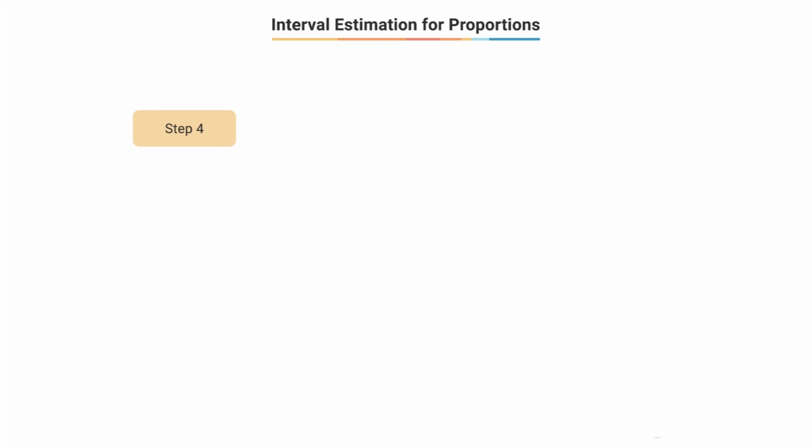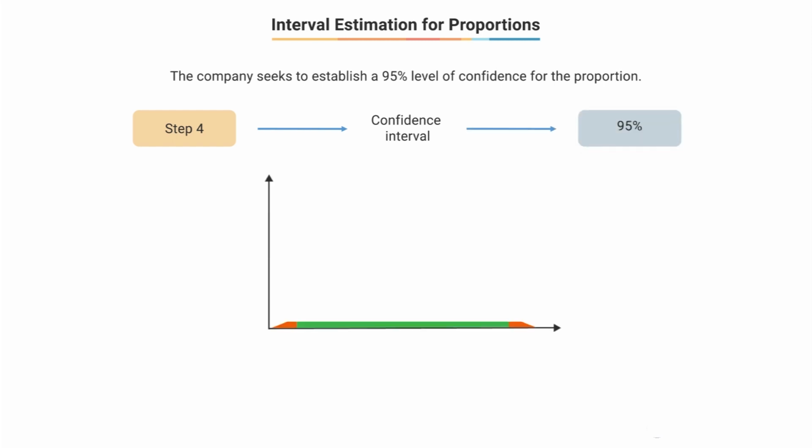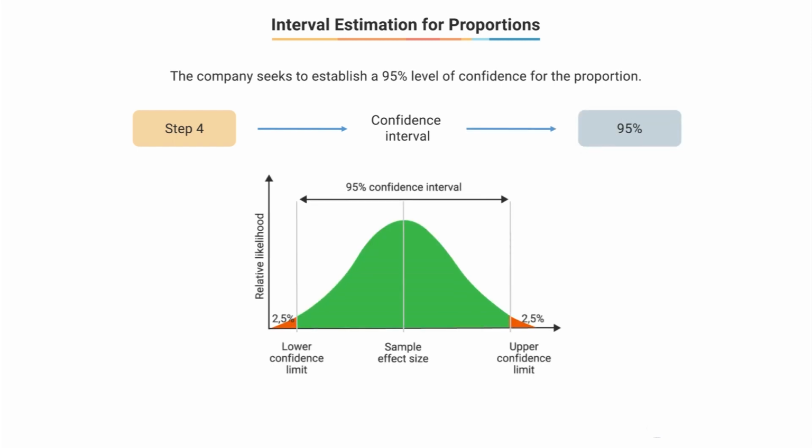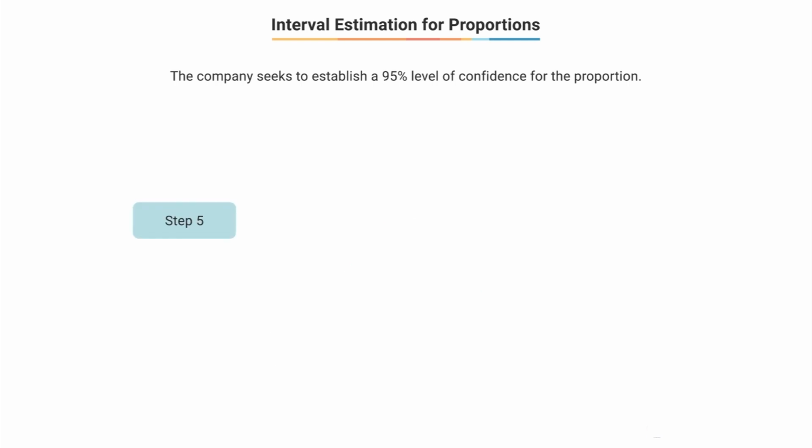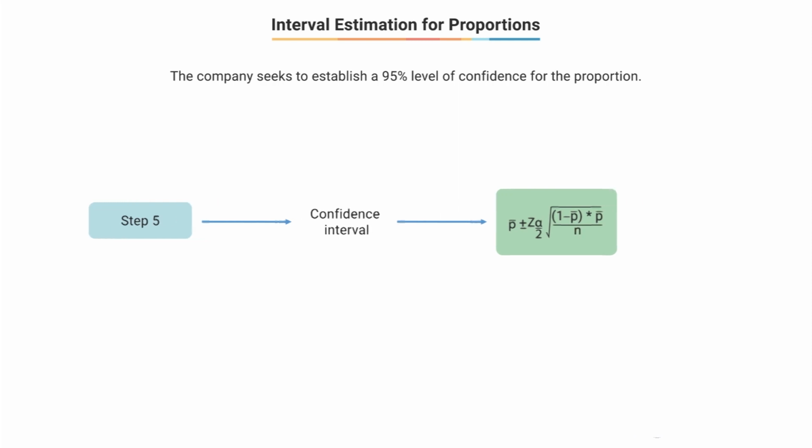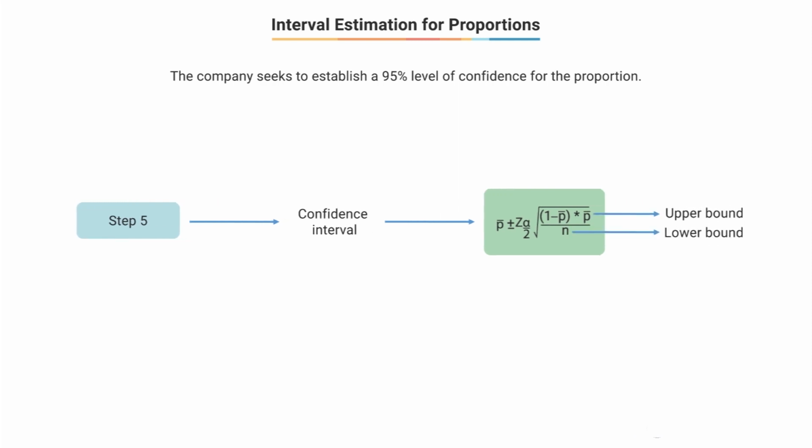Step 4 was to select our confidence level. It has been given to us that the company wants us to develop a 95% confidence level for the proportion. Finally, we come to step 5, which is where we compute the final confidence interval. For calculating the confidence interval, we'll use the formula given by p bar minus critical z times the root of p bar into 1 minus p bar by n, as shown here. So this is the lower bound of our interval, and the upper bound of the interval will be p bar plus critical z times under root p bar into 1 minus p bar by n.